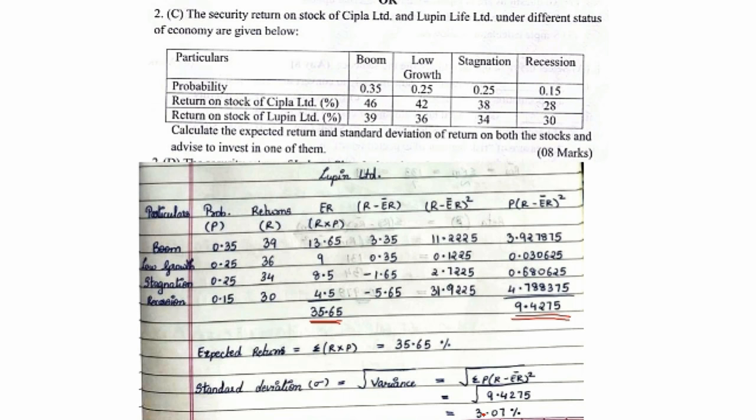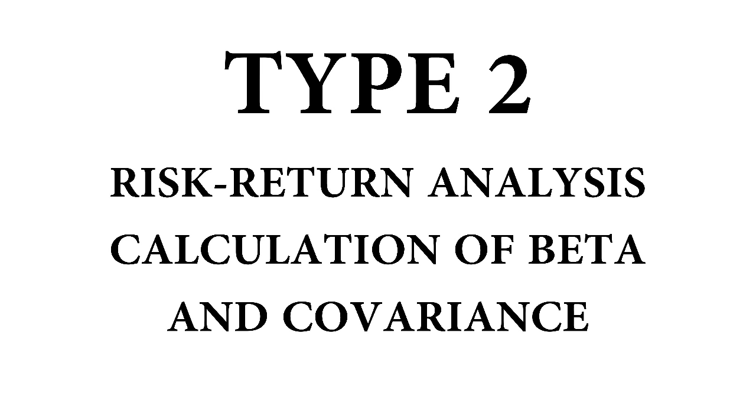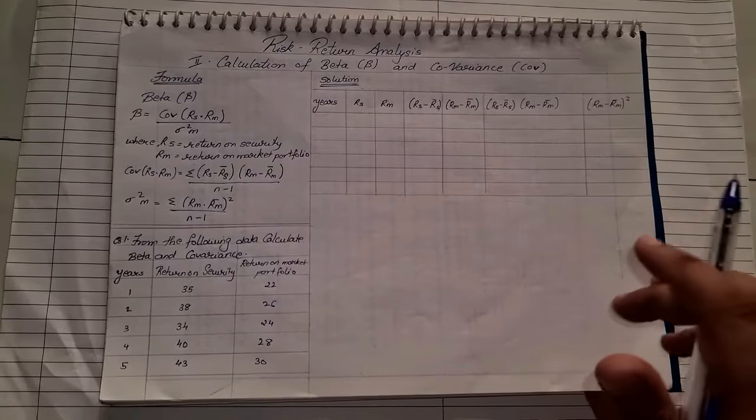So now let us go ahead. The type 2 is again based on risk return analysis. Under that we now need to calculate beta and covariance. So the sums that we are going to revise will be how to calculate beta and covariance under the same topic. Let us see one by one.